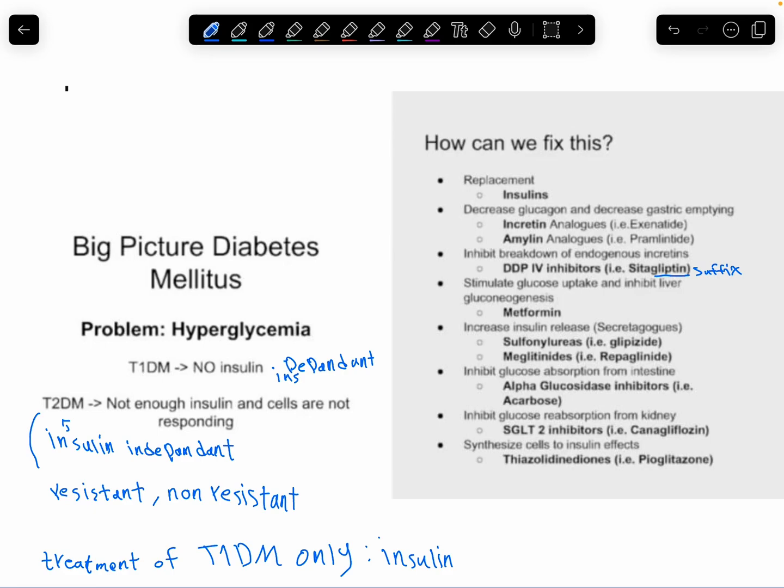Now we block this enzyme. Again, we delay the absorption of carbohydrates. Why? Because carbohydrates need this enzyme for conversion to glucose, and we block this enzyme. So these drugs are called glucosidase inhibitors, and one of them is acarbose. Then next, inhibiting glucose reabsorption from the kidney.